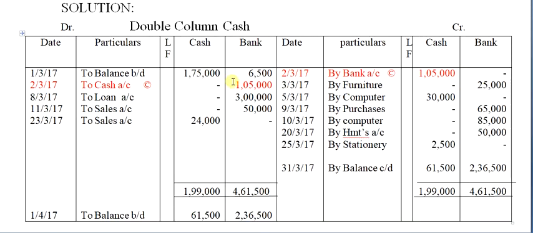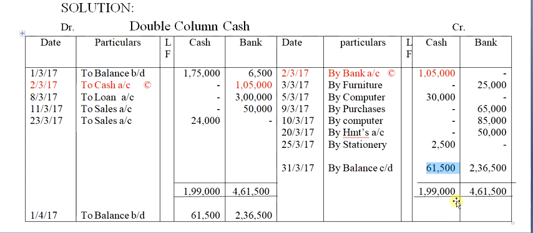Now what you need to do? Total it on both the sides, the debit as well as credit side of the cash columns. You total the cash column of the debit as well as the credit. So you will be getting the cash column debit, how much? 1,99,000 is the highest total of cash. So the same total should be written on the credit side also, 1,99,000. In this 1,99,000 minus 1,05,000, 30,000, 2,500, you will be getting 61,500 as the closing cash balance.